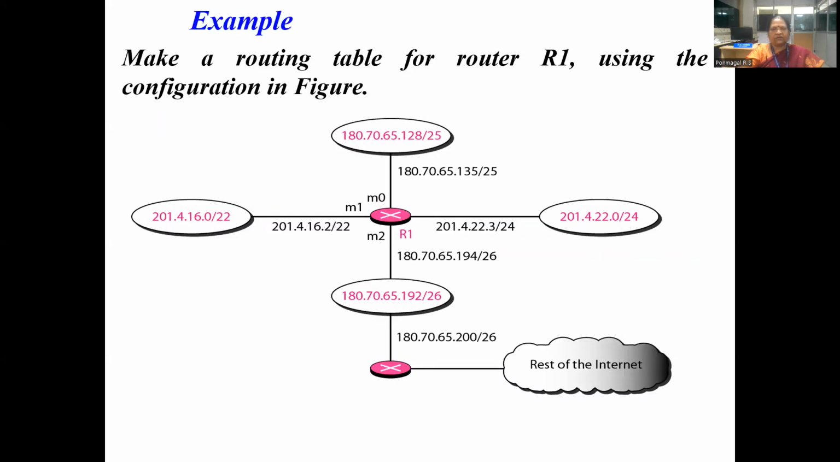So this is how the forwarding process takes place in a network. It will consult the routing table. From the routing table only, it will find out the next hop and the ultimate destination. Thank you.